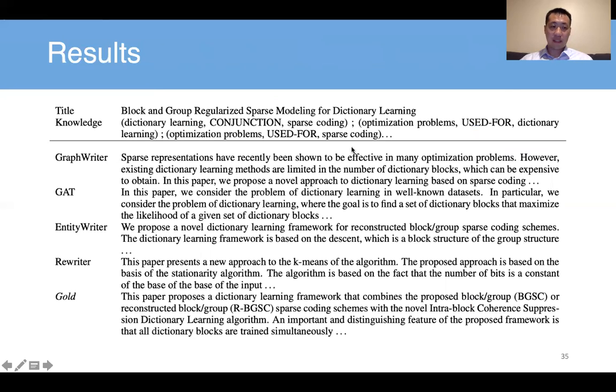This is the results. So given a title and the knowledge, where knowledge is actually a graph, a set of tuples, they can build a graph, and you have the title and try to generate the text, the abstract. So this is what kind of information the graph writer can give us, compared with graph attention network, entity writer, rewriter, and the gold. The graph writer is the proposed work. It's probably the best. Well, the gold is absolutely the best of the best.